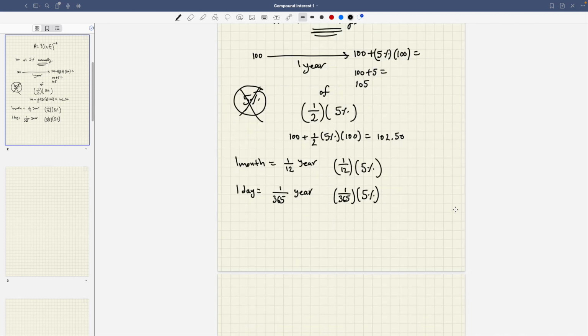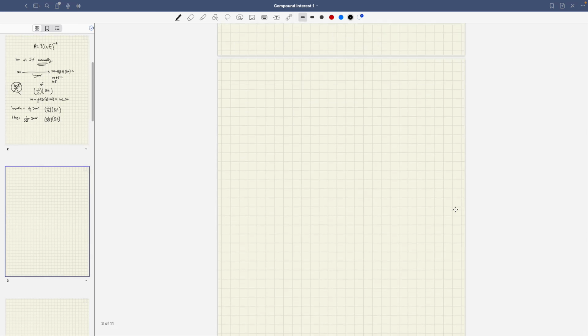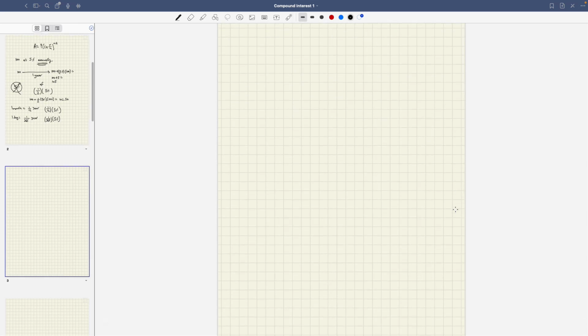But let's make a concrete example here. Let's go to the next page, and then we do a concrete example. A general example. So you invest $100. That's the initial money or deposit. And we're under the condition that you're getting 5% annually, okay? We're still the same example.